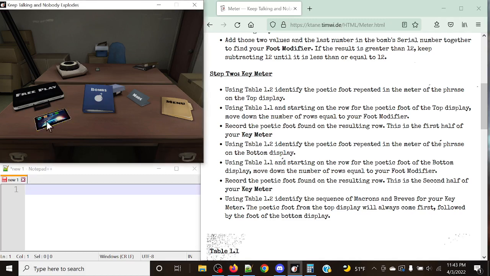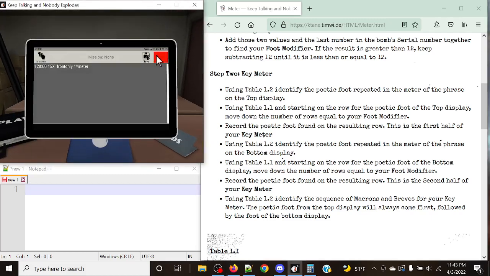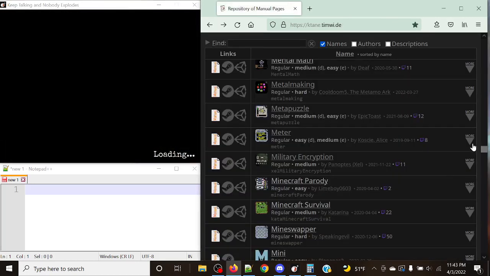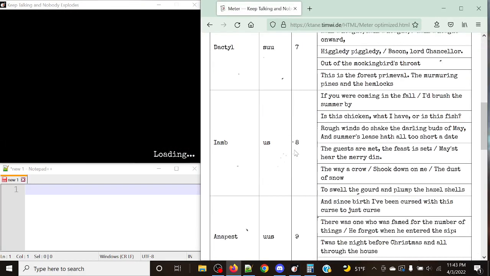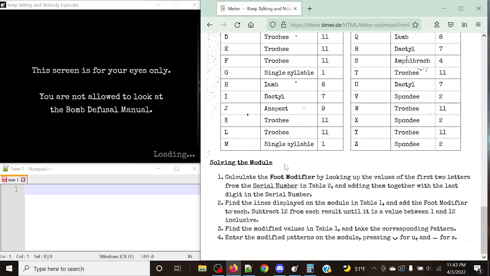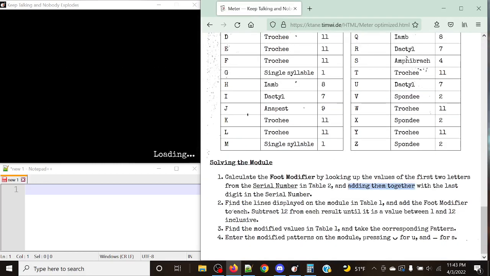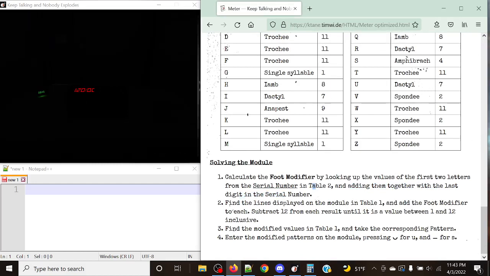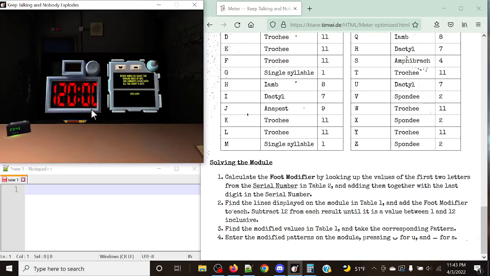So let's go over one more example. Let's make sure that we understand how this works. It's not too hard, but it might be a little easy to mess up. Just make sure that you do not forget that you need to add the last digit of the serial number with the first two characters' values. So let's take a look at our last example here and see what we get.